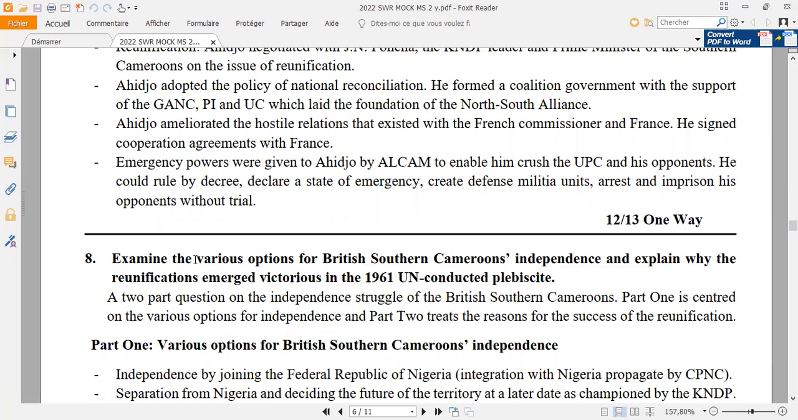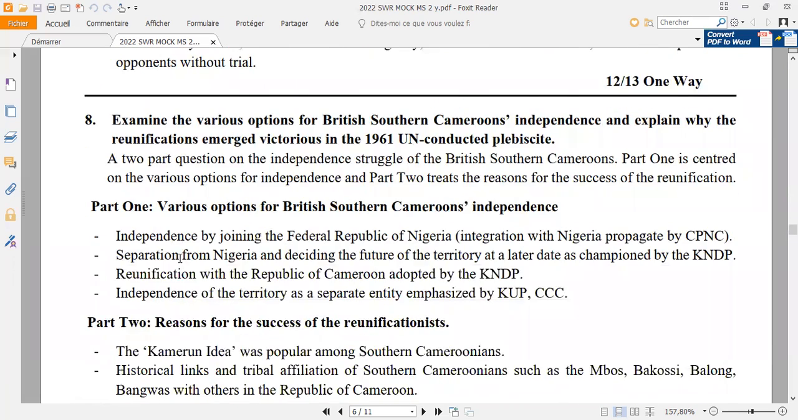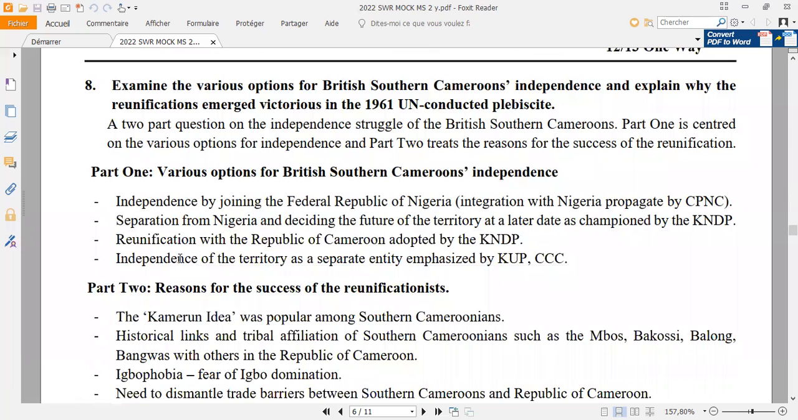Good. Now, move now to question 8. Examine the various options for British Southern Cameroon's independence and explain why the reunification emerged victorious in the 1961 UN conducted plebiscite.